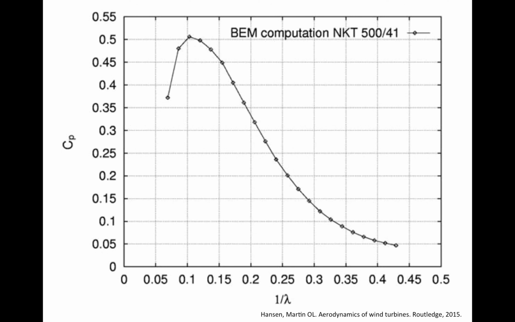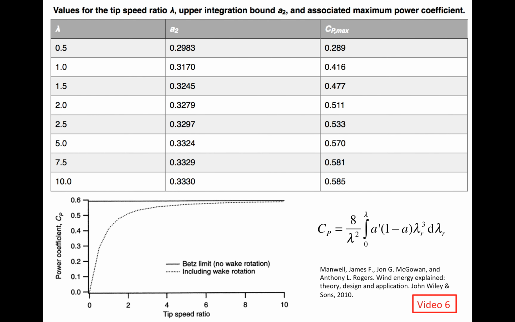We actually have seen this Cp-lambda curve before, back in the 6th video, when we were discussing the rotor disk model for the wind turbine. This is a slide that I copied over from video 6: the power coefficient as a function of the tip speed ratio. In that video, we evaluated the power coefficient as a function of the tip speed ratio by evaluating this particular integral. We spent a lot of effort trying to evaluate this integral.